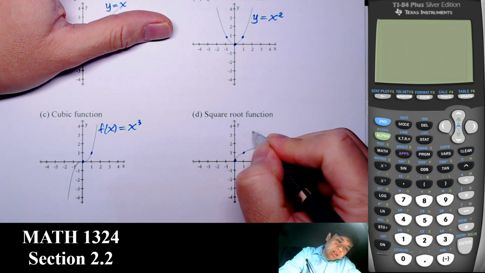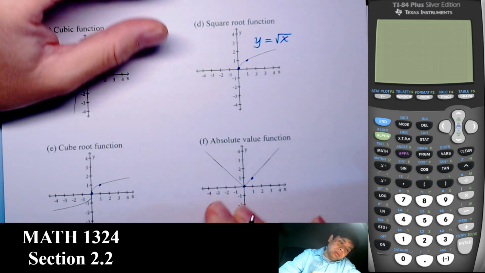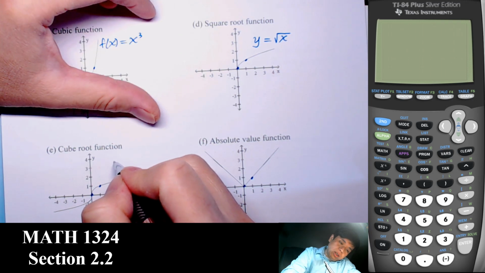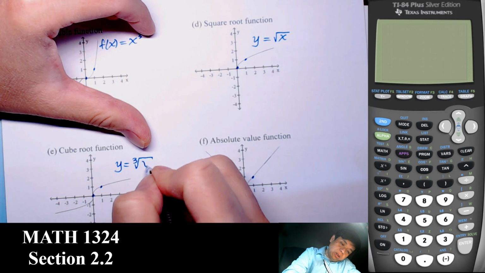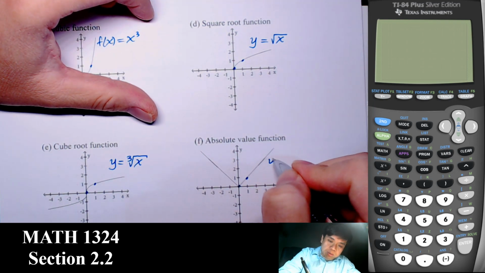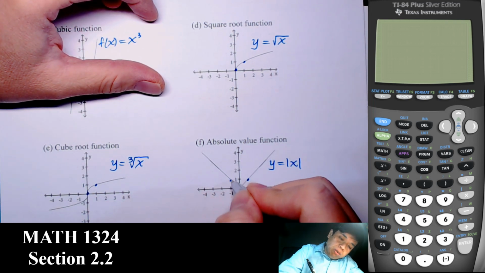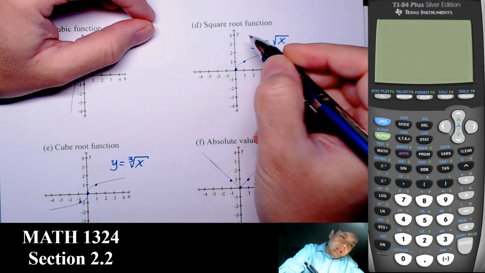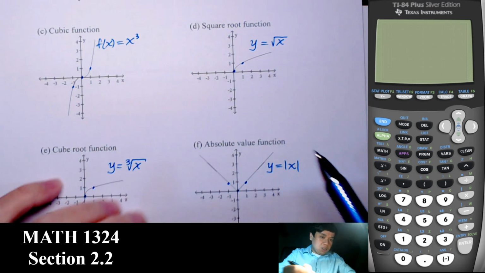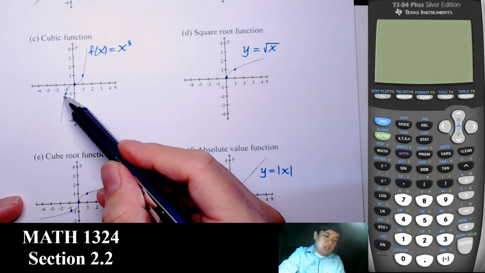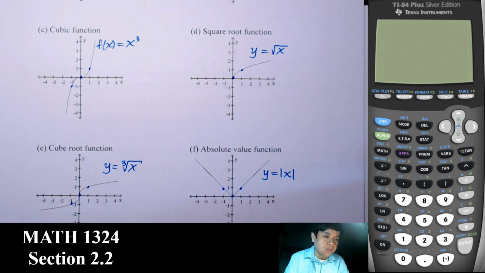Square root function, cube root, and absolute value. Some functions go through (-1, 1), some just (-1, 1), and some go through (-1, -1). So those are the basic functions.